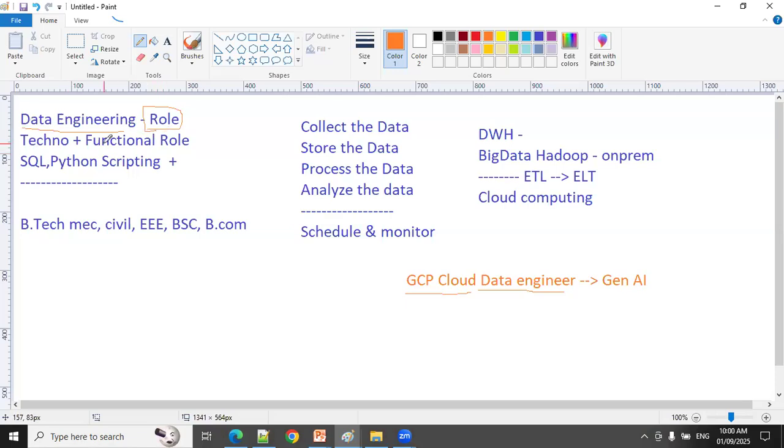This role is not completely technical, it's a techno-functional role. Some technicality will be there, which belongs to SQL and Python scripting, not programming, and domain knowledge, business knowledge is also required. We can learn in the next 2.5 hours. As a data engineer, collect the data, store the data, process the data, analyze the data, and schedule and monitor that particular data. We are going to do these 5 steps, right?